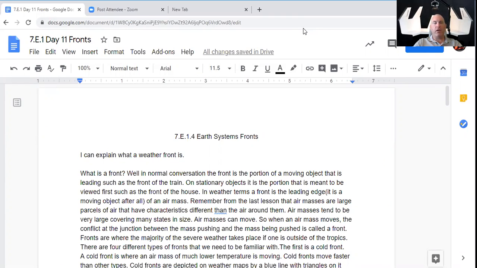Hey, guess what? We are getting closer and closer to the end of quarantine, at least as they have it planned now. But as we keep going, we will continue on with 7th grade science here.